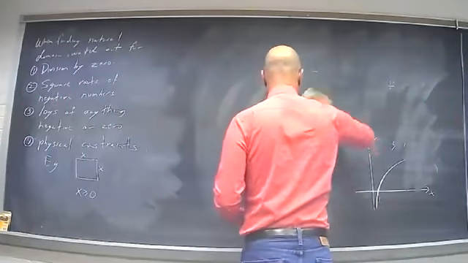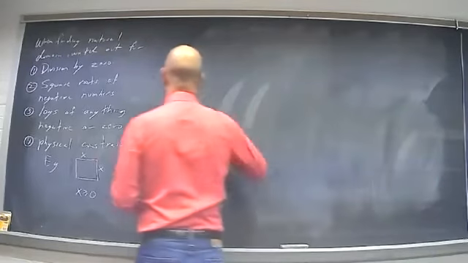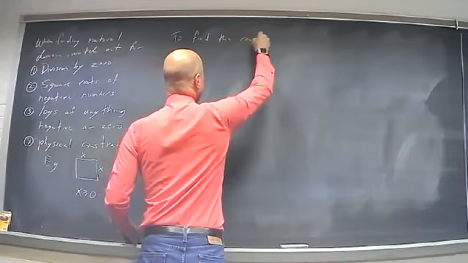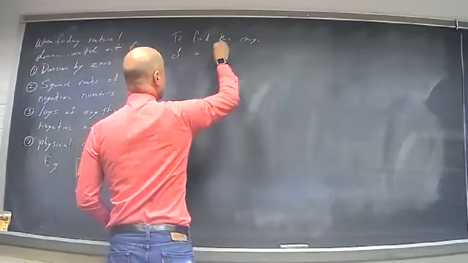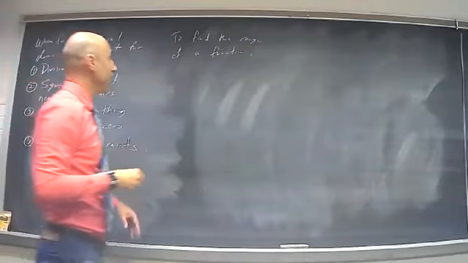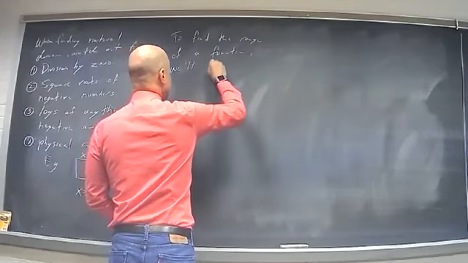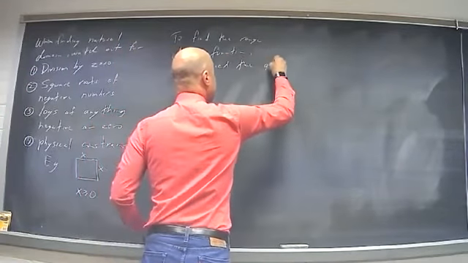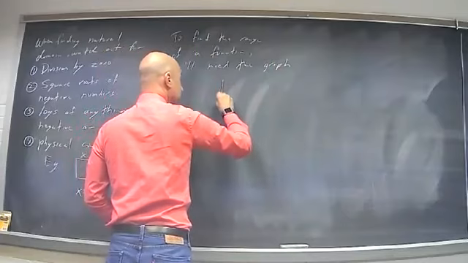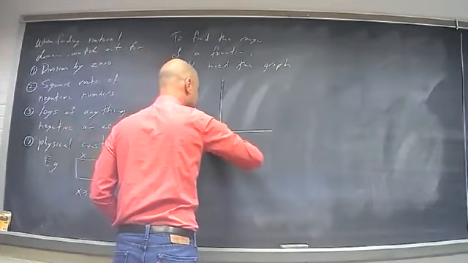To find the range of a function, we'll leave the graph. I'm going to come back to this after we talk a little bit more about graphs. Well, maybe I'll talk about one example now. Let me give you one example: y equals x squared. f of x equals x squared.